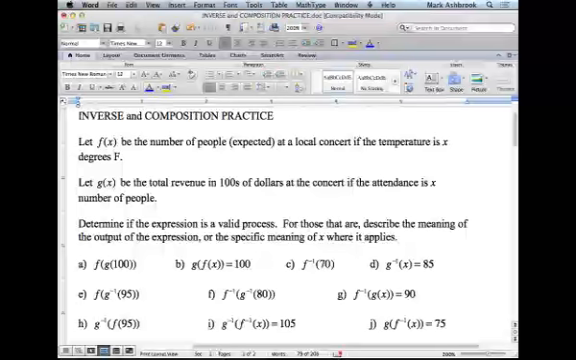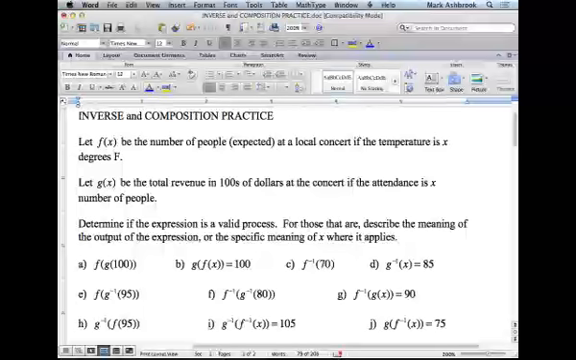A, valid or not? No, because the output of G is revenue, and the input of F is temperature. F says, nope, I don't take revenue, and it rejects it, no meaning. Okay, this one. Does it make sense?